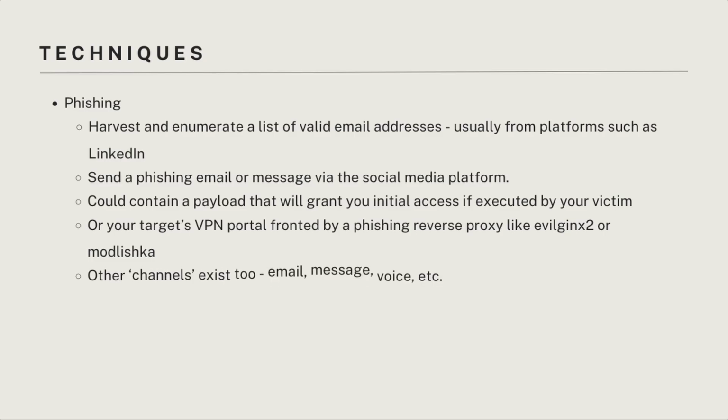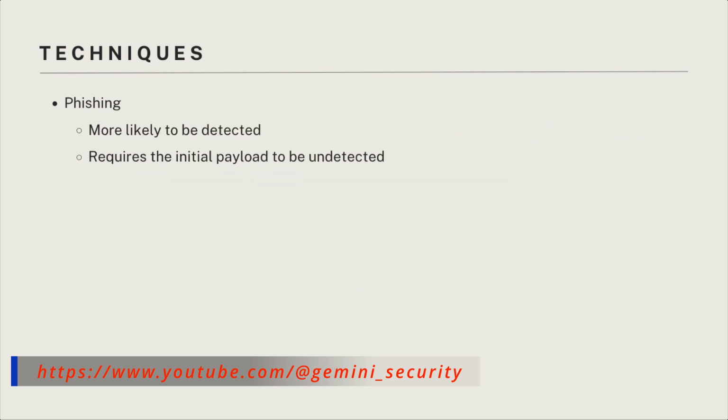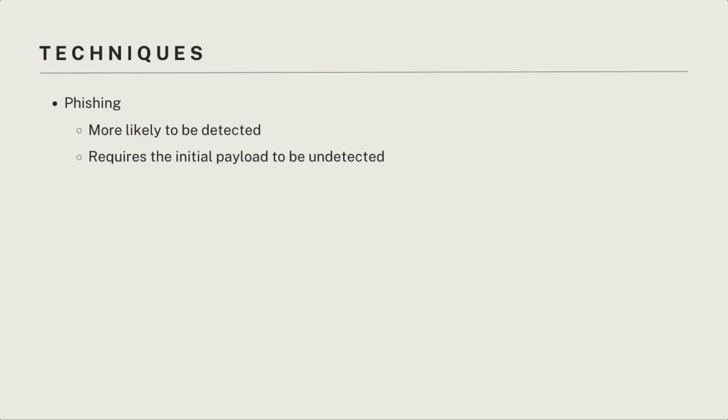Of course, other channels exist too. You can send your phishing attack via email, message, or even calling your target. Phishing to get an initial foothold by sending a payload is more likely to be detected by endpoint solution products such as AV and EDR. It requires your payload to be undetected and your victim to actually click on it for it to work.